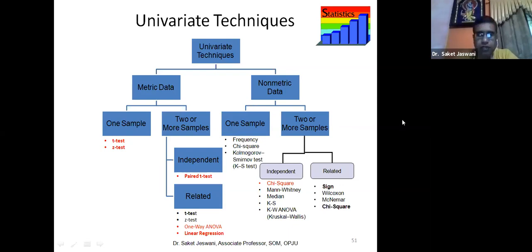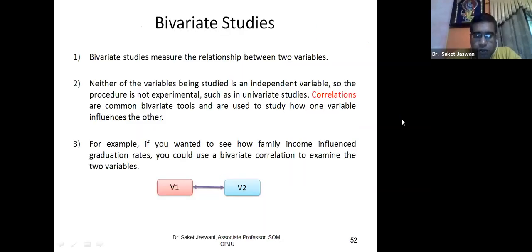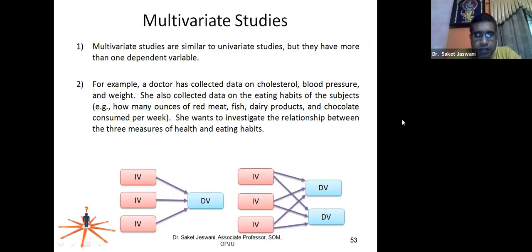You can take a snapshot of this. I will send this presentation also. According to the number of variables and the type of data you have collected, you can decide which test is suitable for your study. Bivariate studies are between two variables, and to test the relationship we use correlation. Multivariate studies, when there are multiple dependent and independent variables, use various other tests.